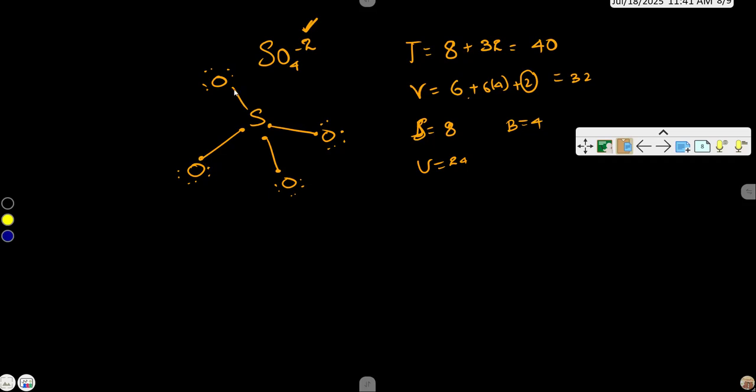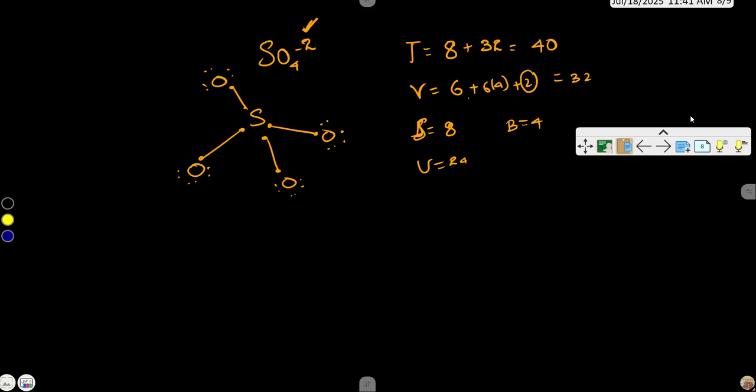Now, sulfur doesn't get any lone pair of electrons. This is the structure for sulfate ion according to Lewis. Okay, I hope you understood this. Now, let us calculate the formal charge also.